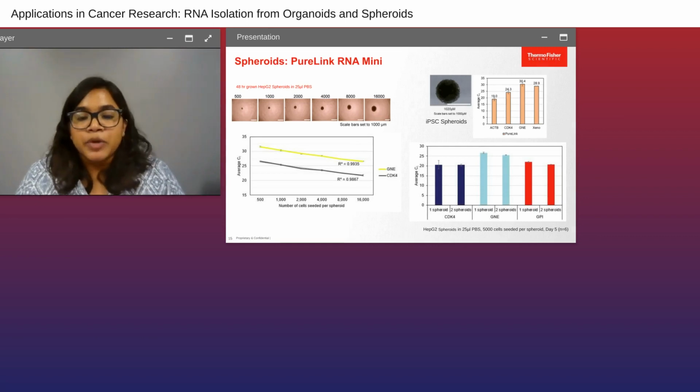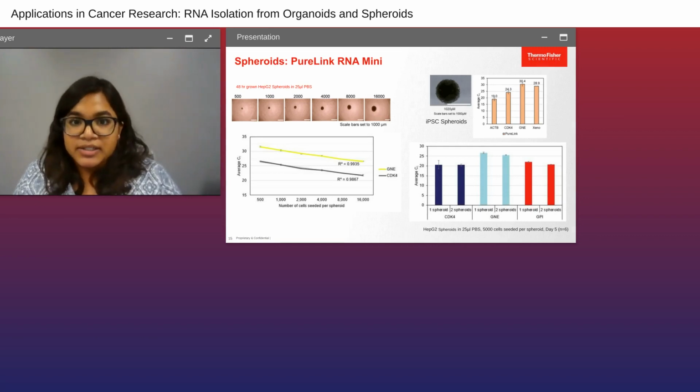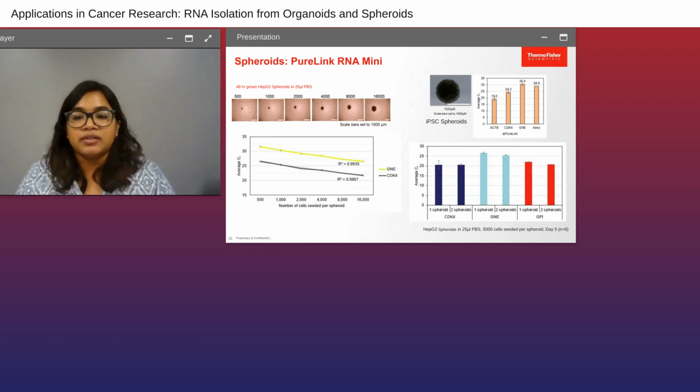Now we're going to look at some PureLink spin column RNA extractions. So again, these are 48 hours of HepG2 spheroids with 25 microliters of PBS left in the well, and you can see a pretty significant linearity in the number of seeded cells going from 500 to 16,000. That's average CTs on the y-axis and seeded cells on the x-axis.